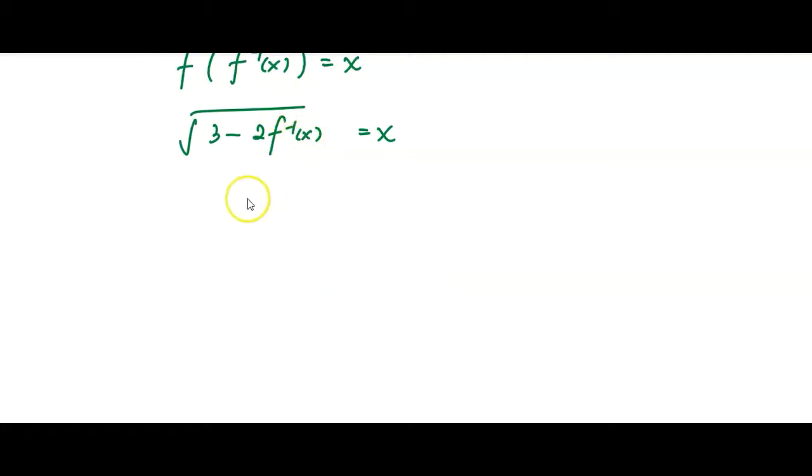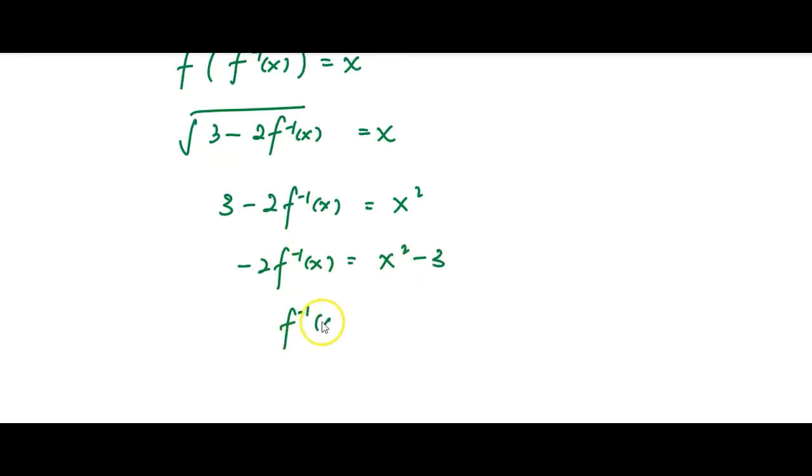To get the f inverse, I'm going to square both sides, and you got x squared. Negative 2 f inverse is equals to x squared minus 3. Then your f inverse will be equals to 3 minus x squared over 2.